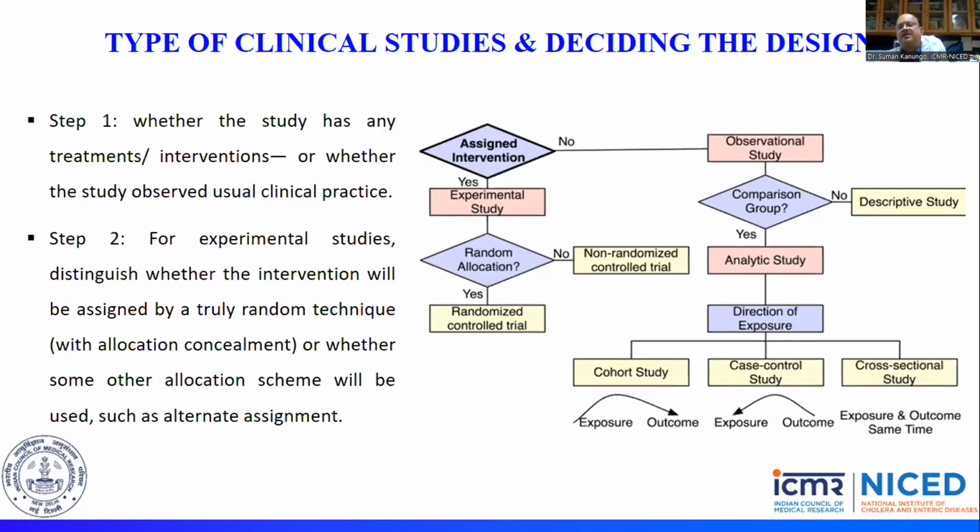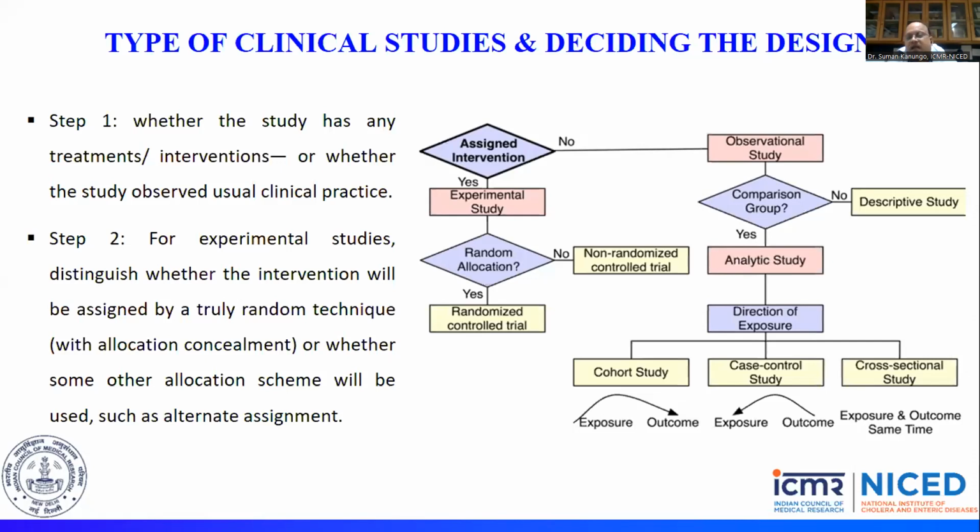Again, in the observational study, we ask if we have a comparison, a comparator. In this regard, there is one good saying that I should mention about George Bernard Shaw. When he was asked how his wife looks, he said, compared to whom? So we need a comparator. If it is not there, then it becomes just a descriptive study. If we have a comparator, then it becomes an analytical study.